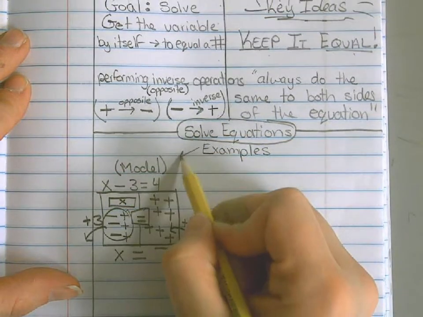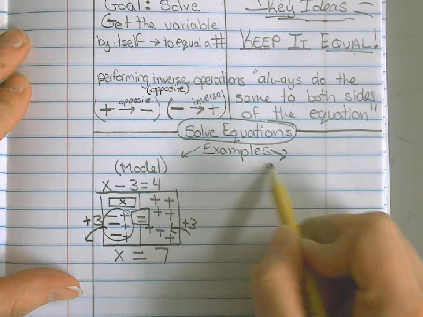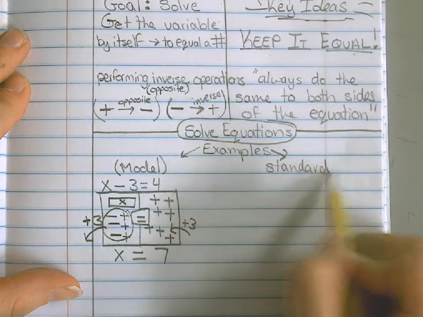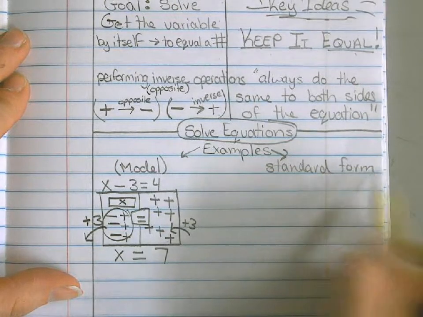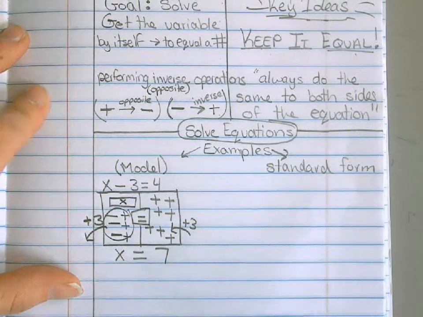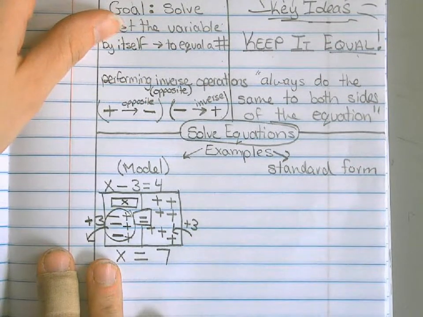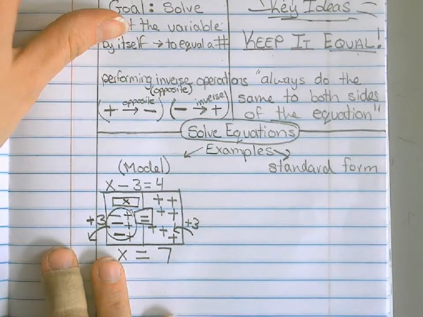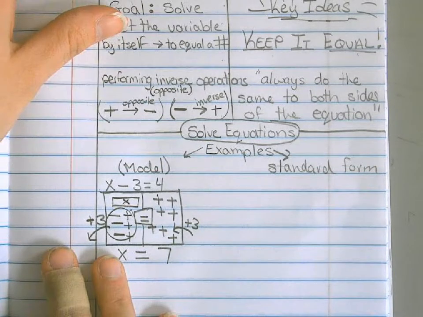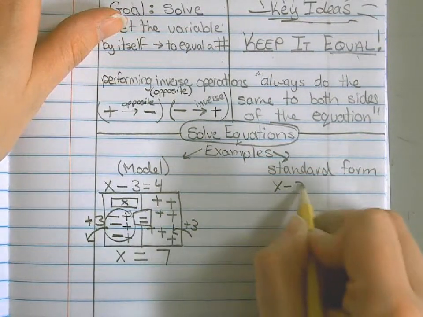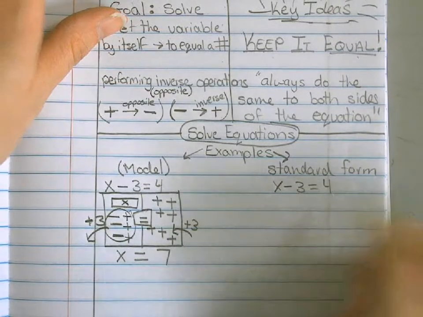Okay? Let's look at standard form. Now again, I think a lot of you are going to really like that standard form. I think you get the modeling really well, you understand what's happening there. I think the standard form, you're going to go, oh, that's so nice. Okay, so we start with our same equation, x minus 3 equals 4.